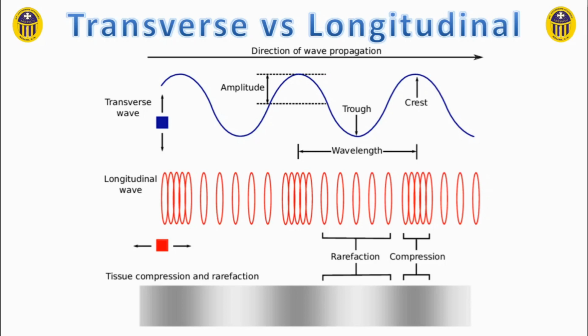A transverse wave is characterized by its crests and troughs. The crest is the highest point on the wave and the trough is the lowest point on the wave. Longitudinal waves are characterized by their compressions and rarefactions. The compression is where the particles get squished together and the rarefactions are where they are more spread out.